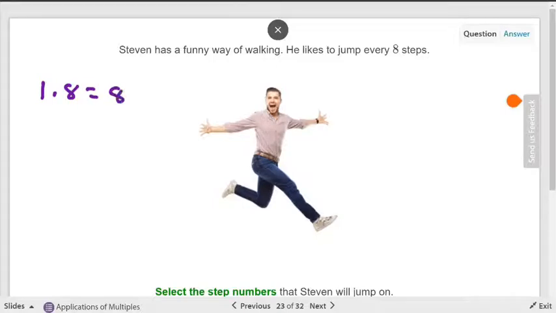So I need 1 times 8, which is going to mean the 8th step. He's going to do it, right? 2 times 8 gives me, so on the 16th step he's going to jump. 3 times 8 gives me 24. So on the 24th step he's going to jump. Right? So we're just doing multiples. Dot, dot, dot. Depending on how far he walks, right? Okay? Everybody pretty happy with that?